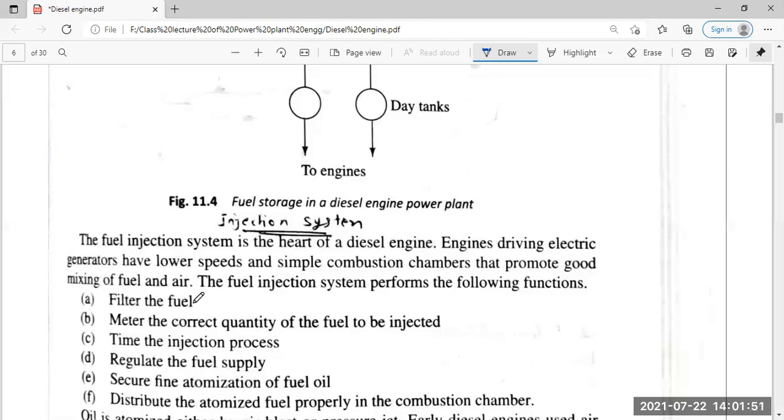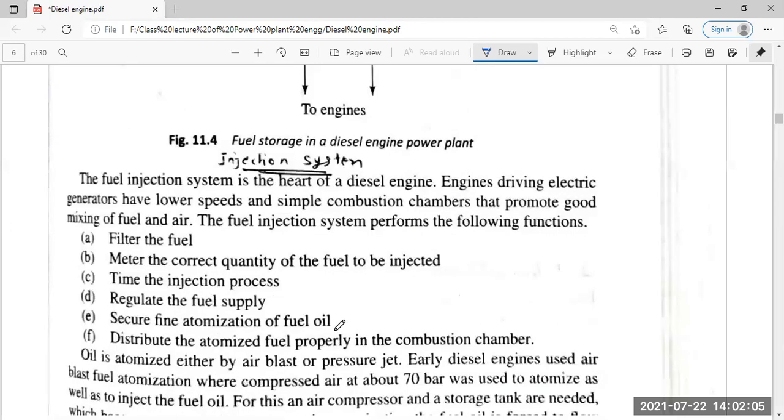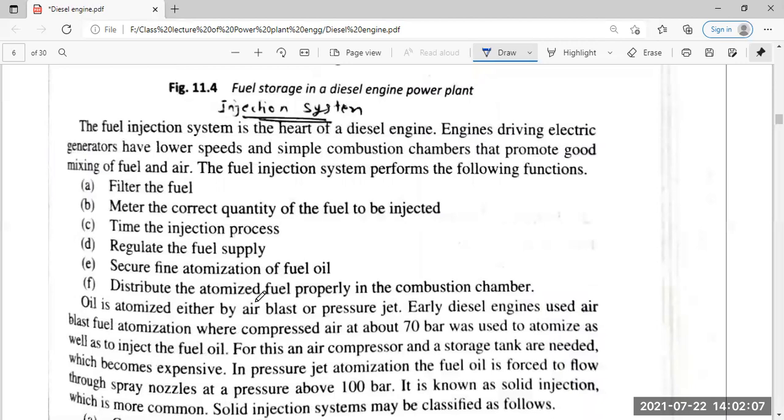Regulate the fuel supply by means of this valve itself. The timing of the injection process we have to set according to the requirement. Secure fine atomization of fuel oil and distribute the atomized fuel properly in the combustion chamber itself.